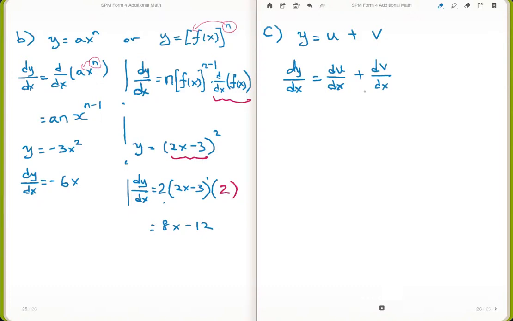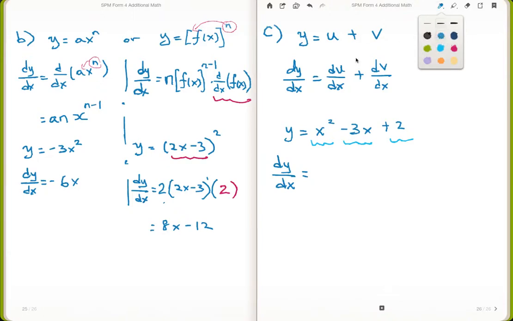Example, I think you may refer to the previous one, or maybe I find a simple sample for the purpose of this work here. Let me use the previous equation that I've been using in chapters 2 and 3: y equals x squared minus 3x plus 2. You have three different terms, 1, 2, 3. So you want to get dy dx. What you can do is you differentiate individually. You treat them as individual terms, like what you have here.